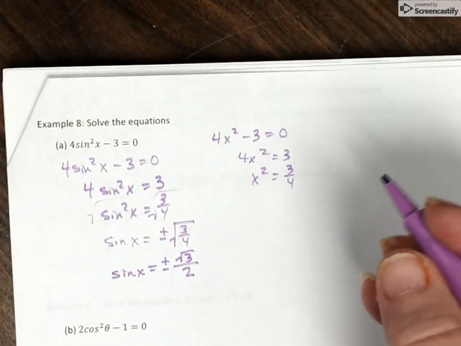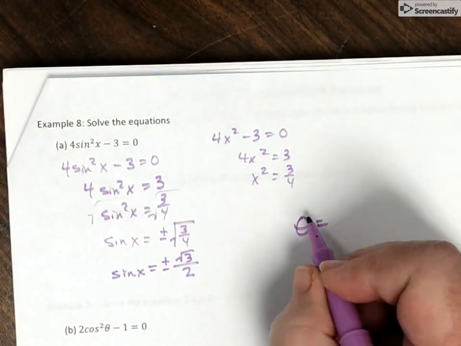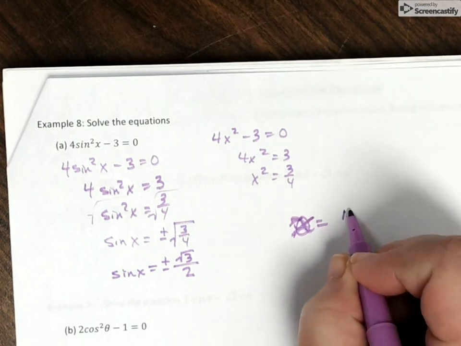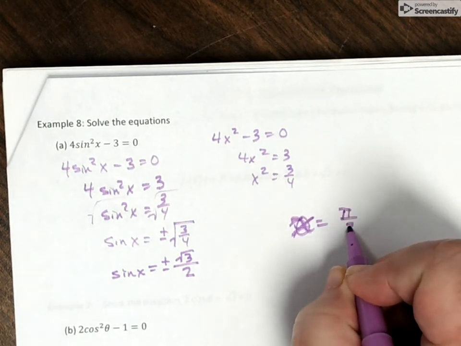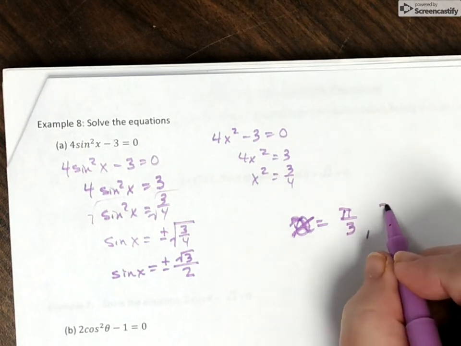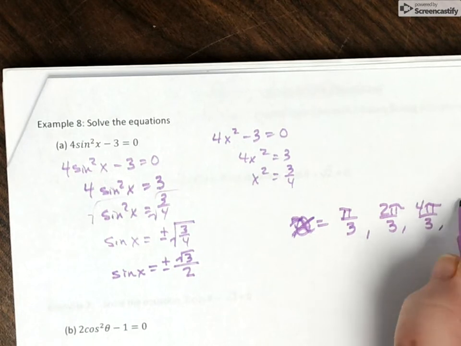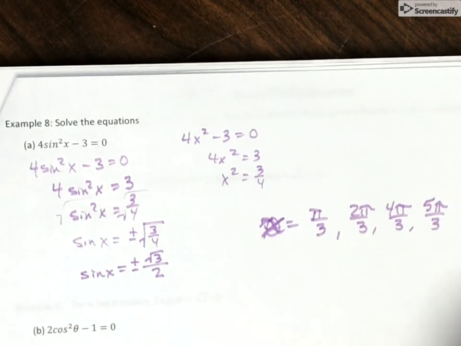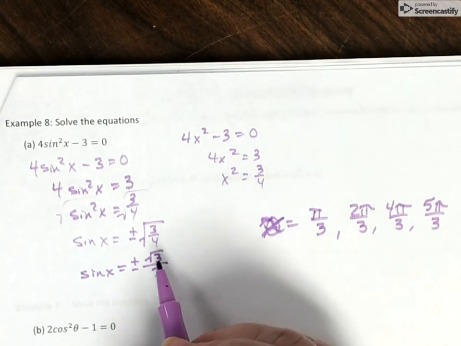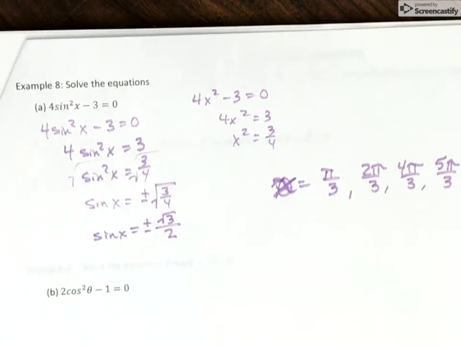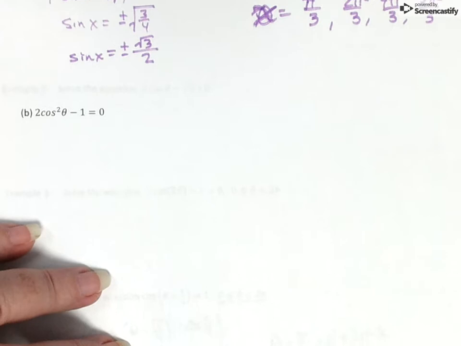So our answers are, x is equal to pi over 3, 2 pi over 3, 4 pi over 3, and 5 pi over 3. All 4 of those locations have a sine value that is either positive root 3 over 2 or negative root 3 over 2. Now, example 8b is just another one of these problems.